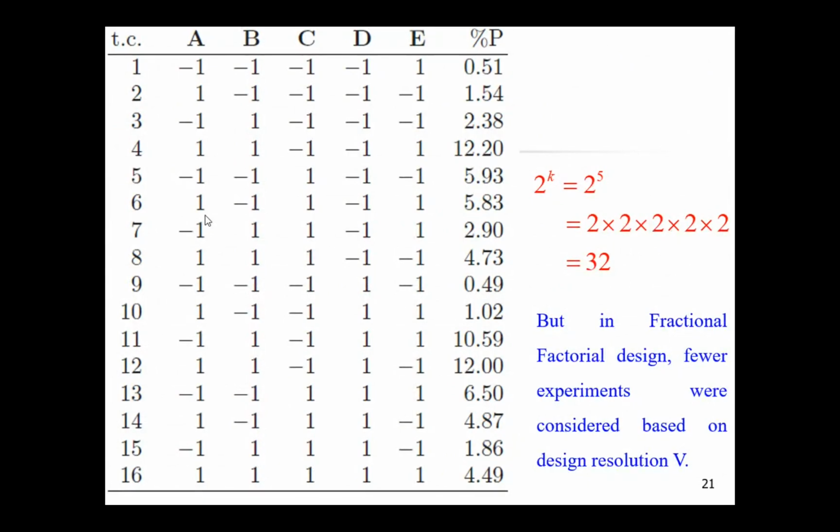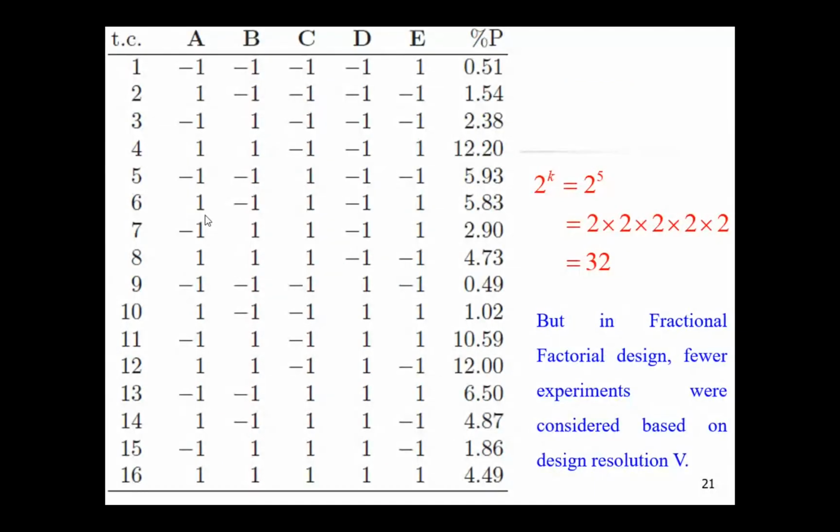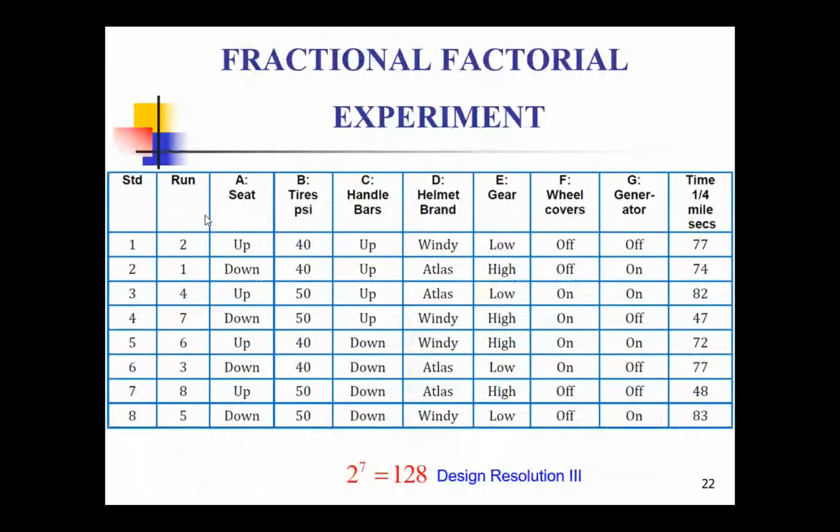So minus 1 is the low level value and plus 1 is the high level value. So minus 1 corresponds to 20 of temperature and plus 1 corresponds to 50 of temperature. So based on this, they are going to measure the outputs and then analyze. So this is another example for fractional factorial experiments.